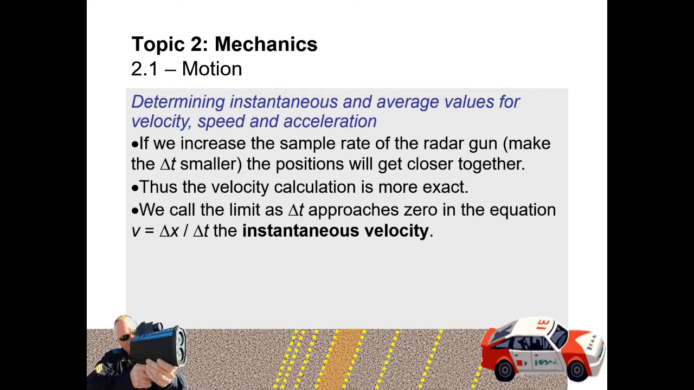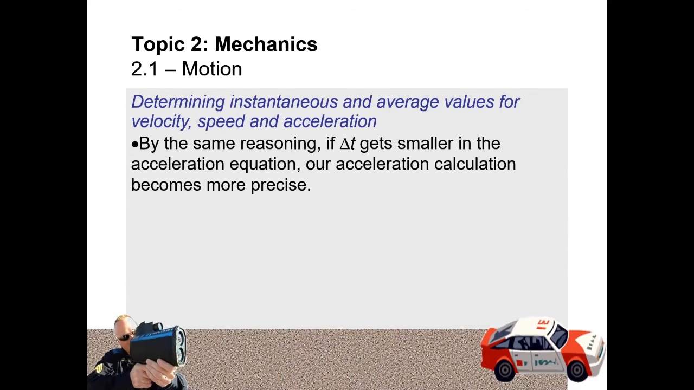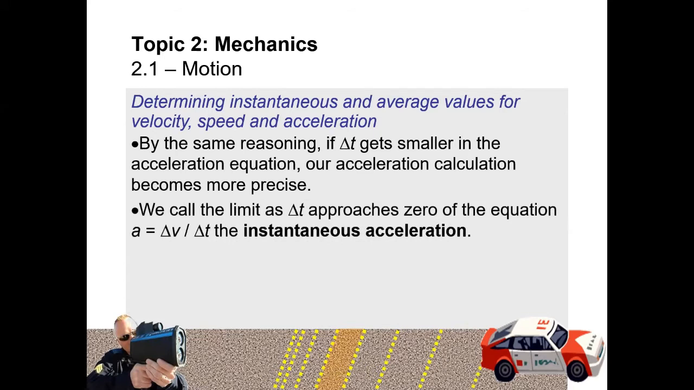We call the limit as delta t approaches 0 in the equation, velocity equals change in displacement over change in time, the instantaneous velocity. By the same reasoning, if delta t gets smaller in the acceleration equation, our acceleration calculation becomes more precise. We call the limit as delta t approaches 0 of the equation, a equals change in velocity over change in time, the instantaneous acceleration.